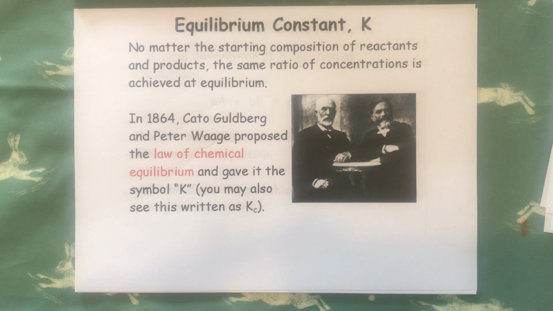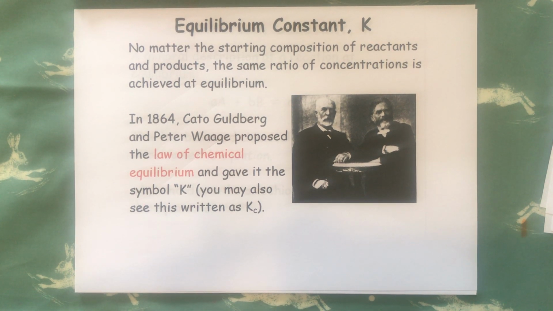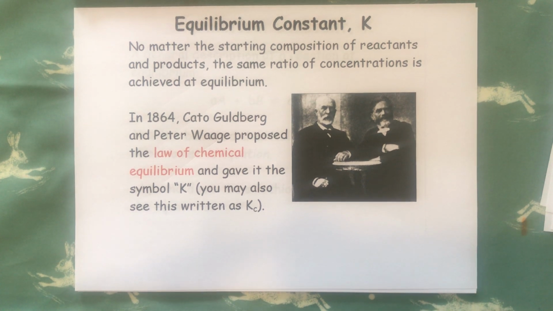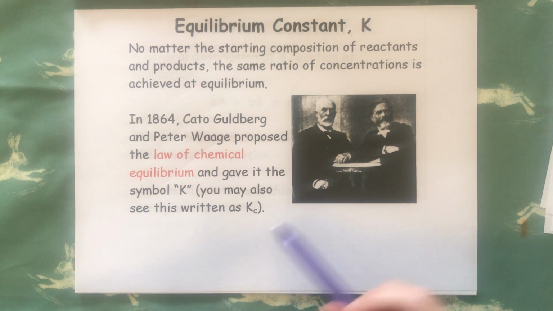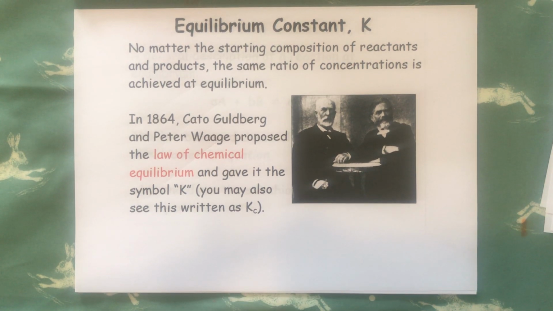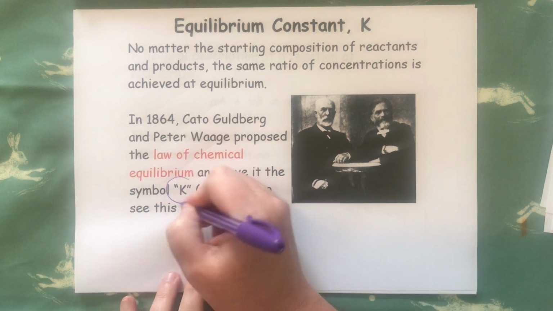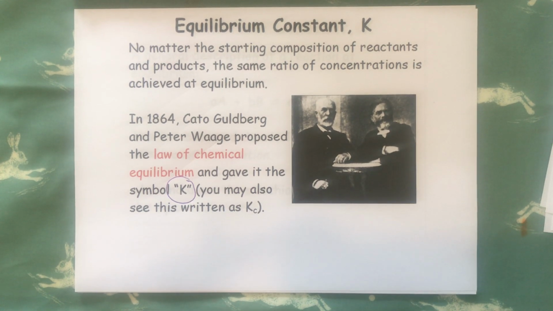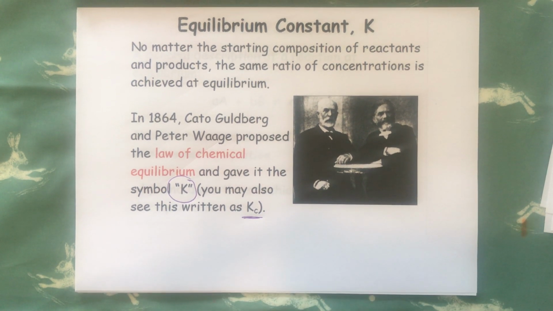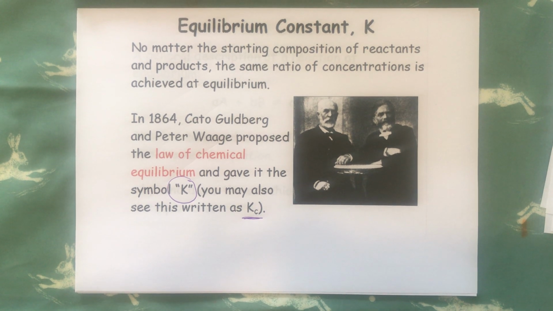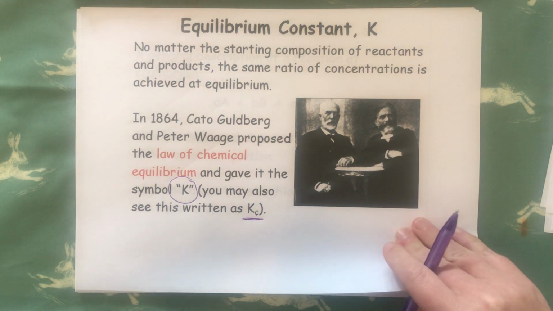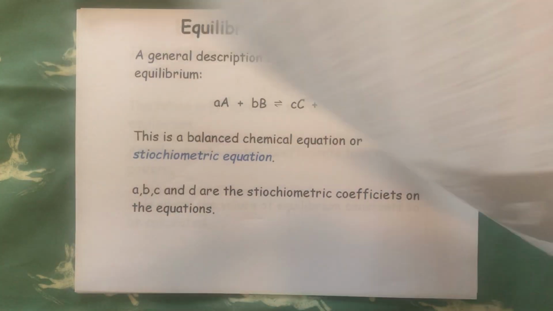Now the idea of an equilibrium constant was first proposed by these two guys. So everything you've done in Higher and what we're looking at today was all thought about by these two guys here, and they proposed the law of chemical equilibrium and gave it the symbol K. K stands for the equilibrium constant. You may also see it in different literature written as K with a little subscript C, but it's just the same thing. I believe this is also in that front page of your data booklet.